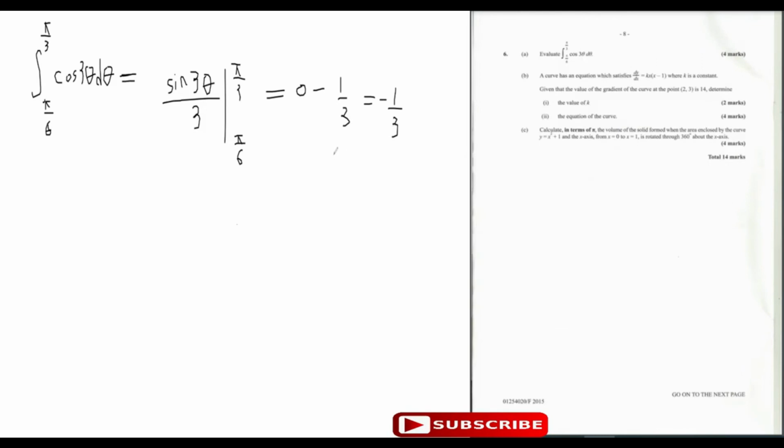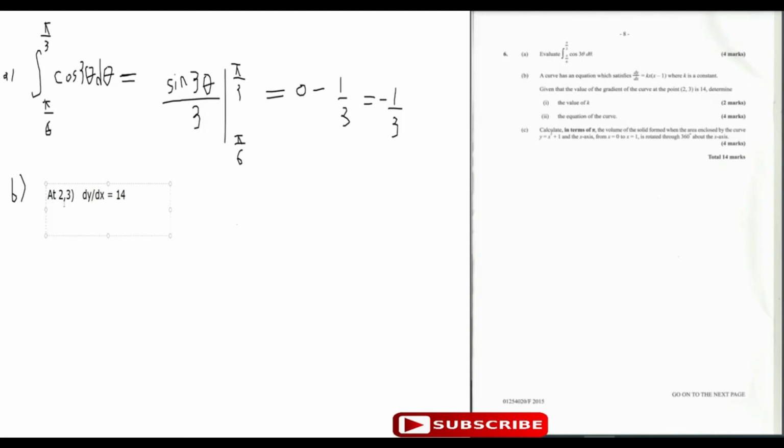Now the next part says, a curve has an equation which satisfies dy by dx is kx times x minus 1. Given that the gradient of the curve at 2, 3 is 14, find the value of k. This was part A. Let's have a look at part B. So now, dy by dx is kx times x minus 1. And they tell us that the gradient at 2, 3 is 14. So they're telling us that dy by dx is equal to 14.